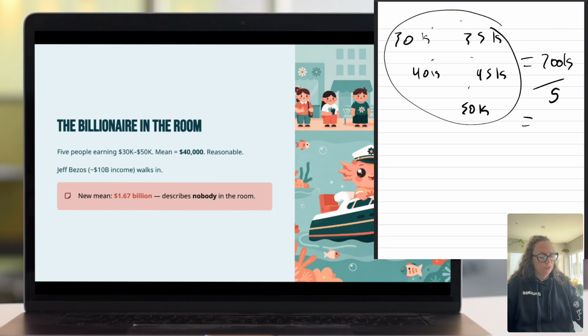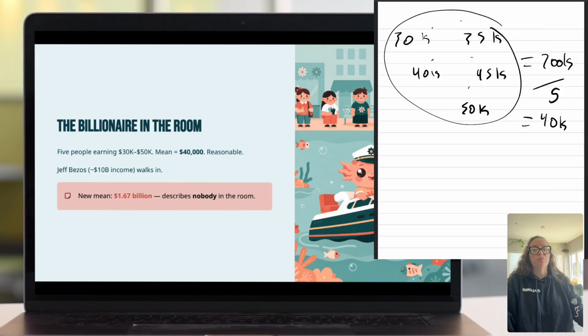And what does that equal? 200,000 divided by 5 is 40,000. Okay, so the mean is 40,000. And look at every single person's income in here. It's all within $10,000 of that mean. So the mean sits right in the middle of the range, and it seems like a perfectly reasonable summary.